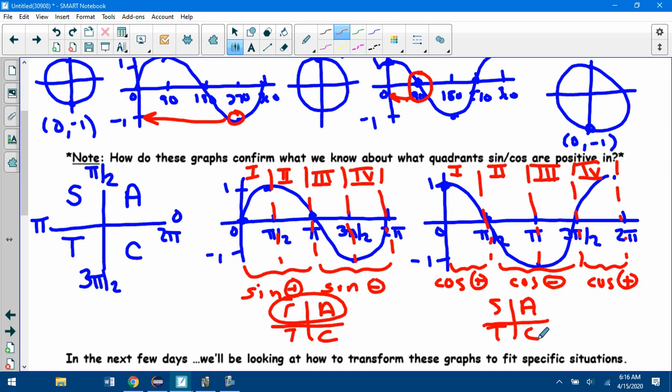Where's cosine positive? Quadrants 1 and 4, between 0 and pi over 2, 3 pi over 2, and 2 pi. Where's it negative? 2 and 3 in the middle. Okay, so I just wanted to show you that because it really is just giving us the same information in a different way.